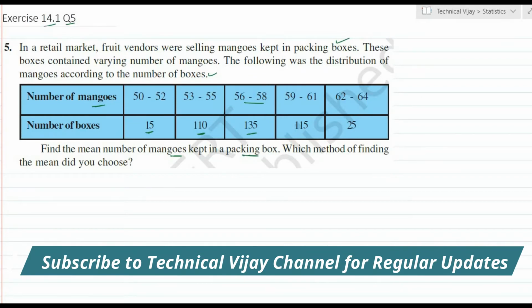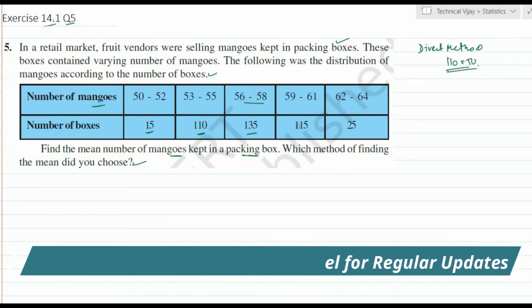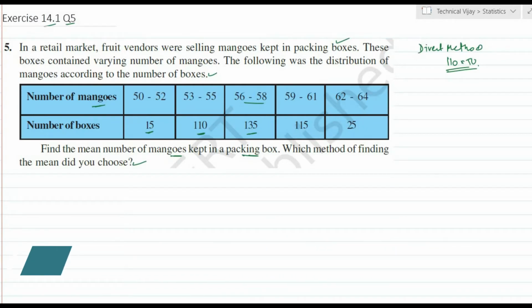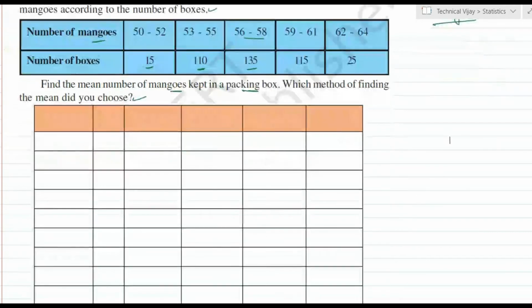Which method of finding the mean did you choose? If you go by direct method, see here it involves the multiplication of, see here 110 into 50, like this. It involves a multiplication of bigger numbers. So now it is better to go for assuming mean method. I'll put a table here. Here assuming mean method, here number of mangoes.